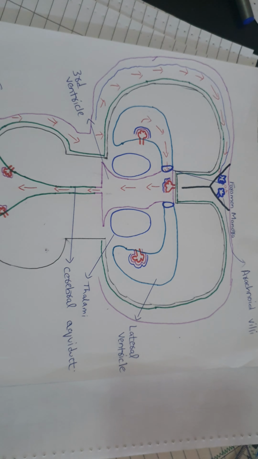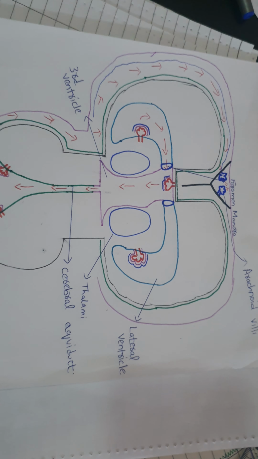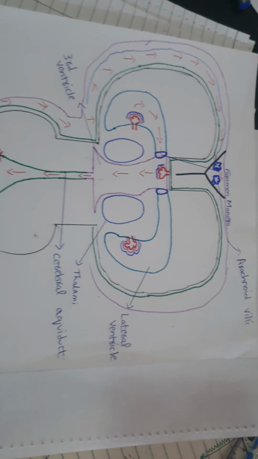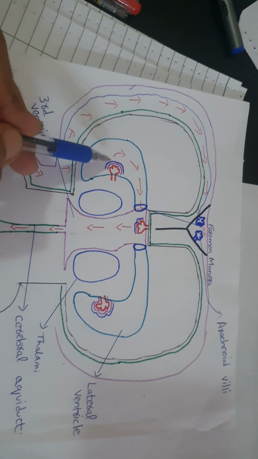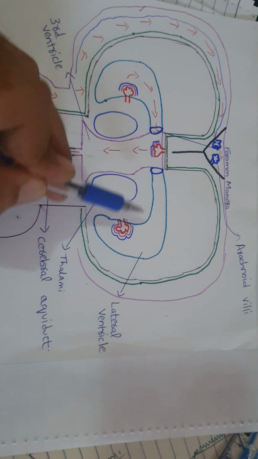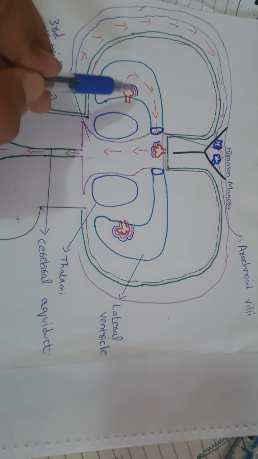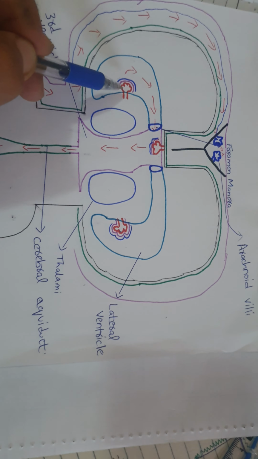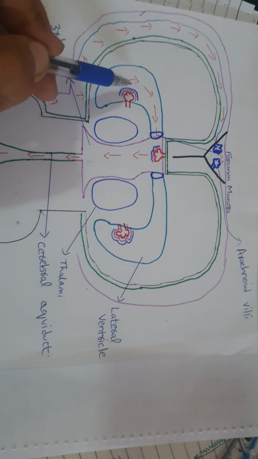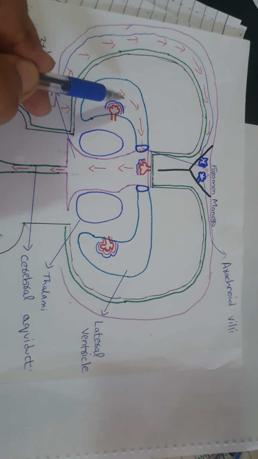Okay, in this video we will discuss CSF circulation. So this is the brain and spinal cord. These are the lateral ventricles. In the lateral ventricles there is choroid plexus which secretes CSF into the lateral ventricle.